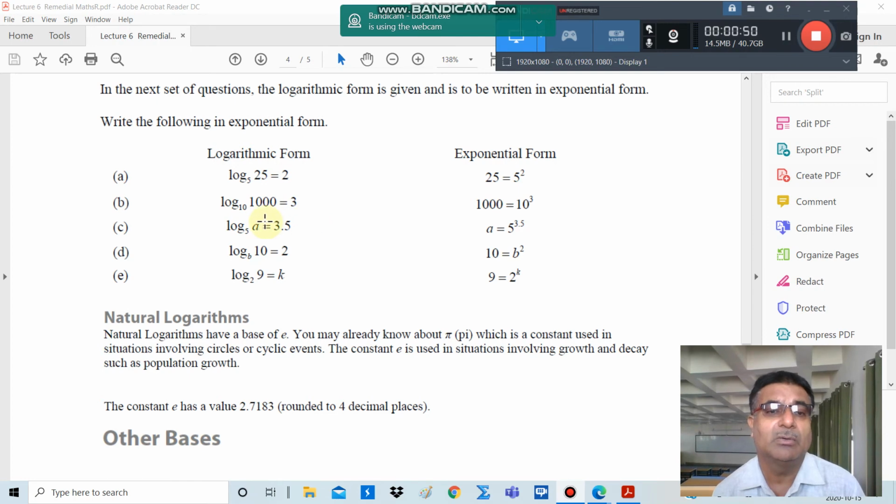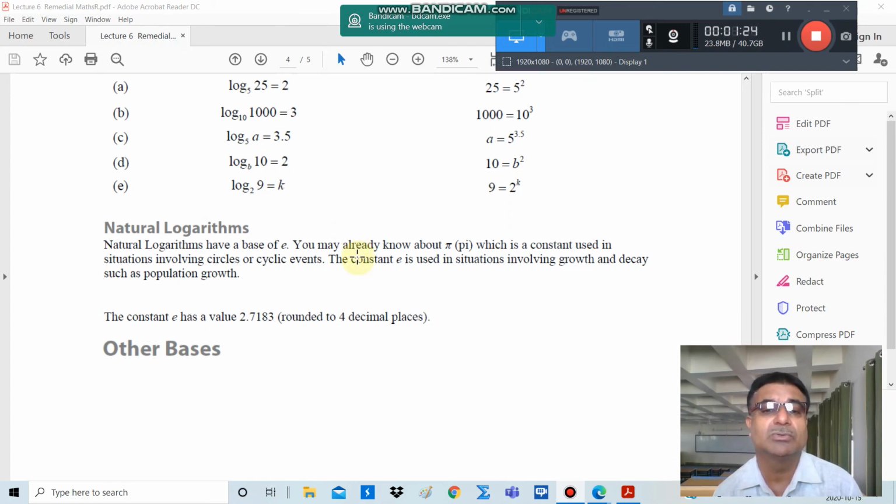Similarly, log 1000 to the base 10 is equal to 3. Then this 1000 can be written as 10 to the power 3, since the base is 10 and the logarithm is 3, which is also true. Similarly, log a to the base 5 is equal to 3.5. Then a will be equal to 5 to the power 3.5, and so on. These are some more examples corresponding to this concept.